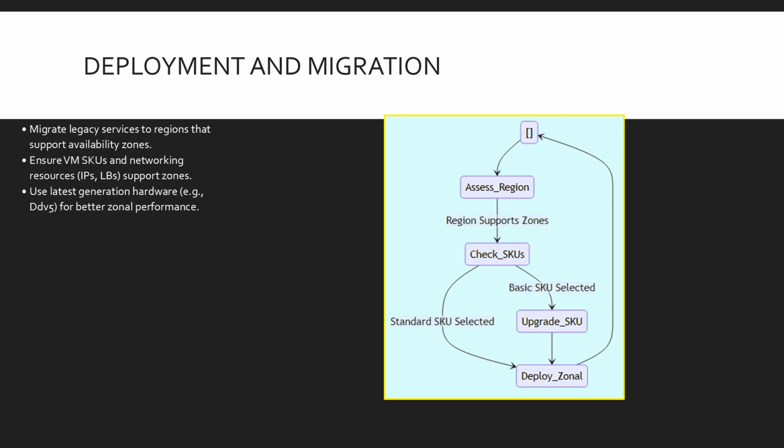This state diagram outlines the deployment logic. Start by Assess Region to confirm zone support. If supported, move to Check SKUs. If a basic SKU is selected, you must transition to Upgrade SKU. Once a standard SKU is confirmed, you proceed to deploy zonal, ensuring your infrastructure is compatible with availability zone requirements.